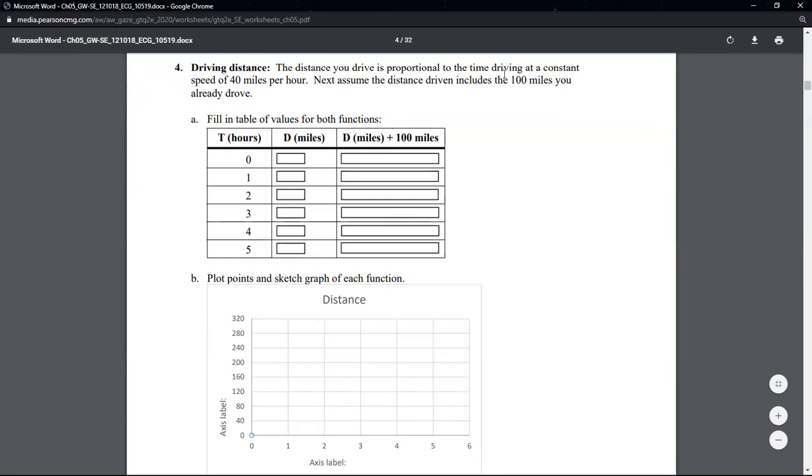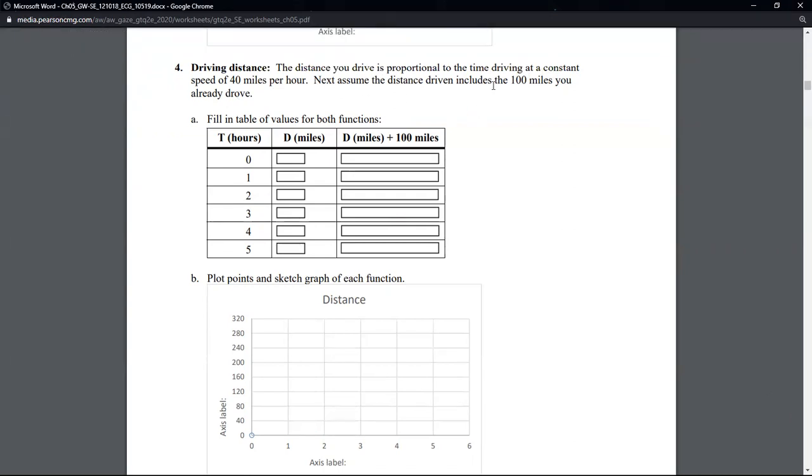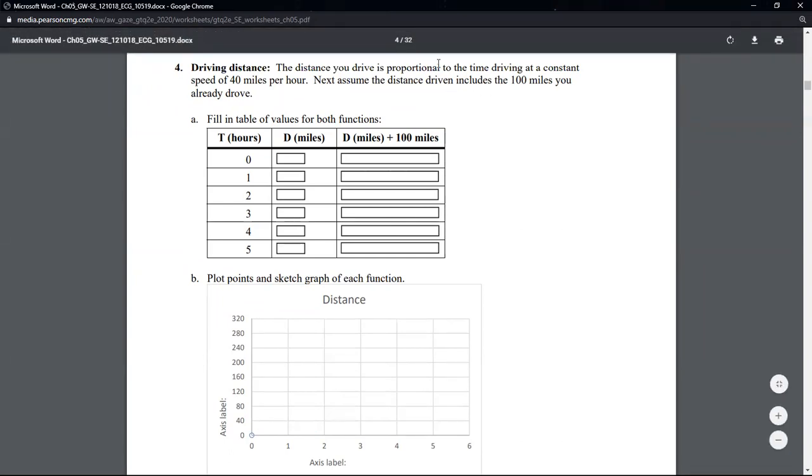Next, assume the distance driven includes the 100 miles you already drove. So you've been on the road for 100 miles and you just realized, dang it, when I filled up at the gas station, I forgot to click my tripometer, a little button that resets you to 0, so you can use that to measure your fuel consumption if you want to do a little division, or just know how far you've gone for a particular tank of gas. It doesn't even have to be based on a tank of gas. You can just do it based on a trip. So we drove 100 miles before we realized I forgot to reset my trip, and then you hit the button. We'll account for that later.